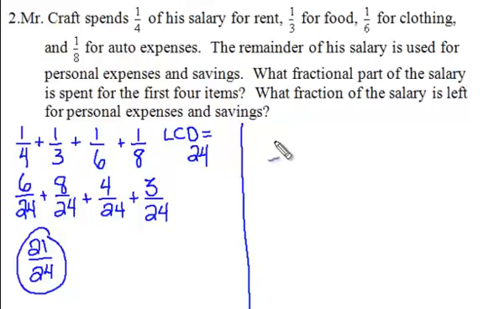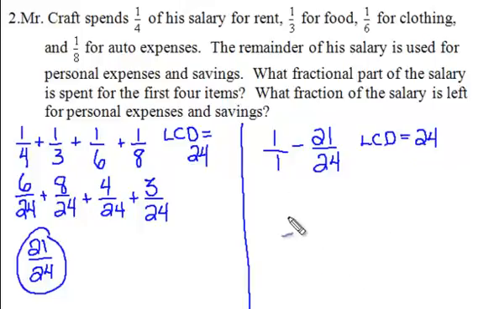We want to know what fraction of the salary is left for personal expenses and savings. Well, we can say that 1 out of 1 would represent his whole salary. So if we take away what he spent on those first 4 items, the number that we're left with will be what he has left to spend. So we need to make these like fractions. The LCD of 1 and 24 is 24. So I'm just going to rewrite each of these over 24.